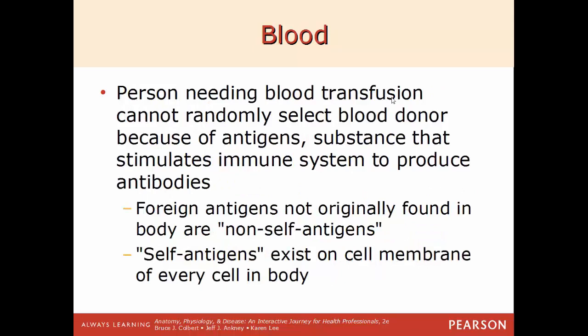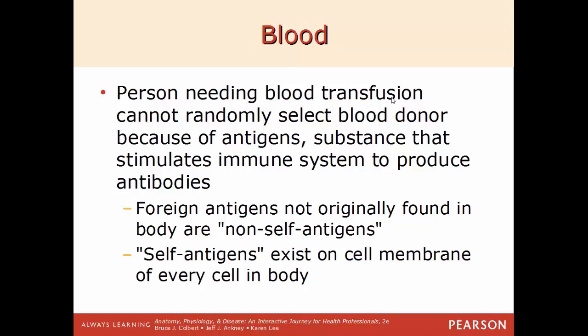A person that needs a blood transfusion can't just randomly get blood from a random donor. You can't just grab a bag of blood off of a shelf at a blood bank and give it to someone. There has to be certain precautions that are used to make sure that you are getting the right kind of blood. That's because of what's found on the surface of red blood cells and how they would react to antibodies in the recipient person. Alright, foreign antigens not originally found in the body are called non-self antigens because they are not from you, they are from another person.